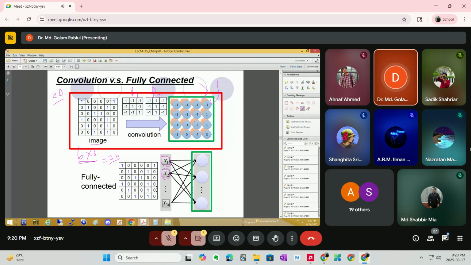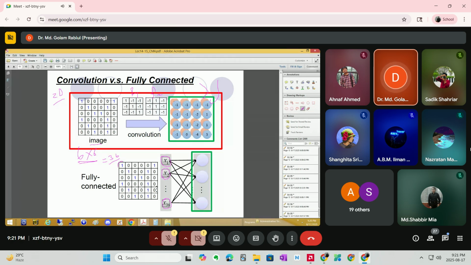As I already mentioned in the neural network lecture, the input layer neurons, usually we call them not neurons but placeholders. So here these are the placeholders: x1, x2 up to x36. So that means 36 total.